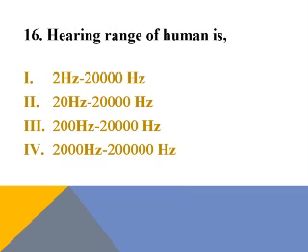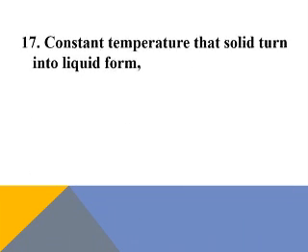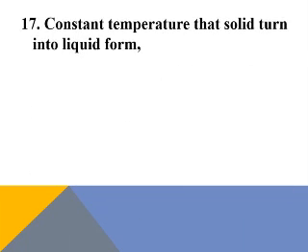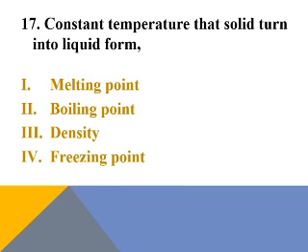The question number 17. Constant temperature that solid turn into liquid form. Melting point, boiling point, density and freezing point. These are unique features of given matter. Let's look at what are the meaning of these given answers. The first one, melting point. It is the constant temperature at which solid state turn into liquid state. Here, according to the question, the answer should be the first one.